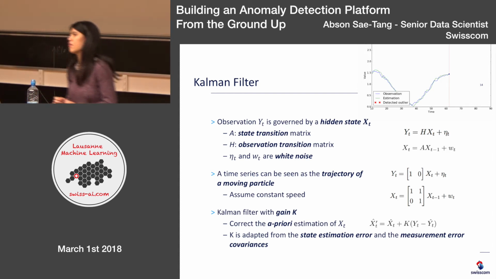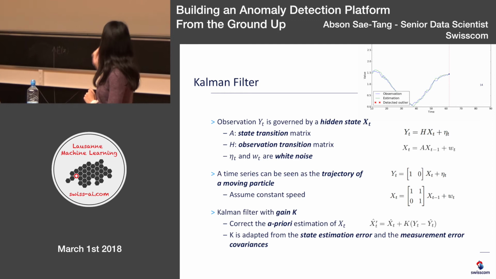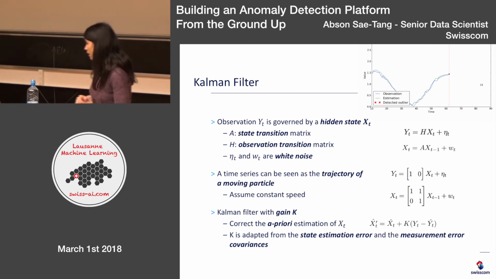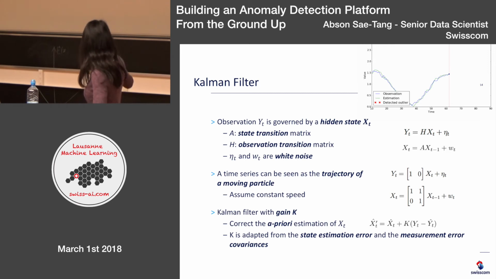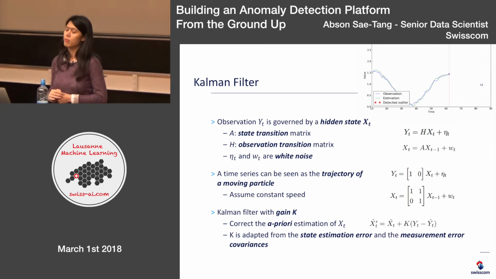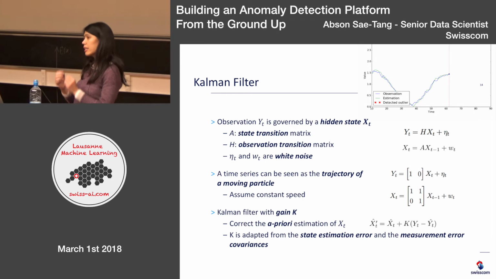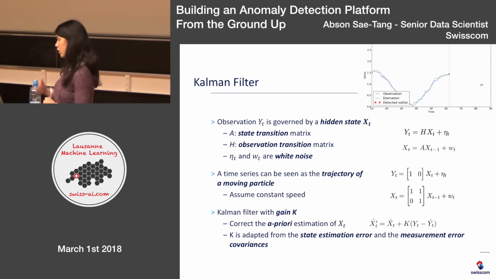If you try to picture a time series as being the trajectory of a moving particle, then you could use the position of the particle to estimate the value of the time series. And to infer where the particle will be next, you can use its speed and position, right? Assuming constant speed, to simplify the problem a little bit, we have already worked out our A matrix and H matrix. Then we can use the Kalman filter to estimate the hidden state, and the Kalman filter will perform this in two steps. It will first do an a priori estimation of the hidden state, and then it will try to correct this estimation by taking into account the state estimation error and the measurement error.